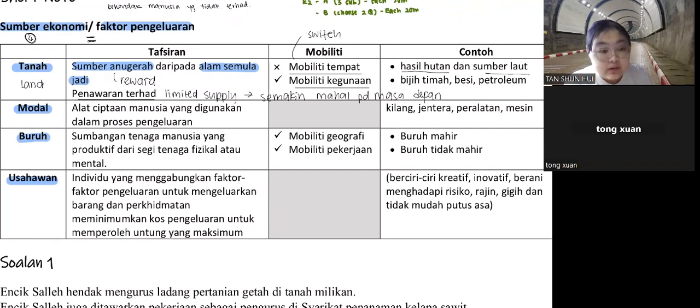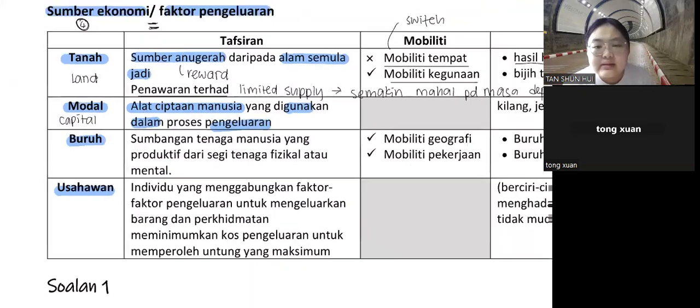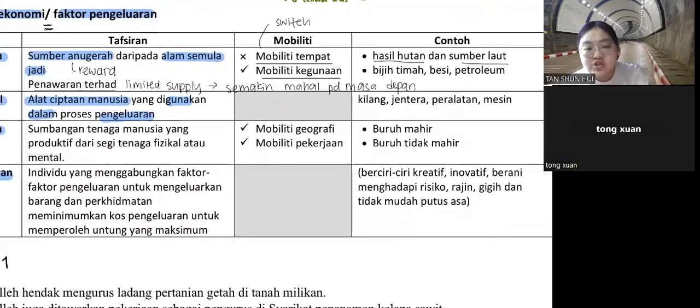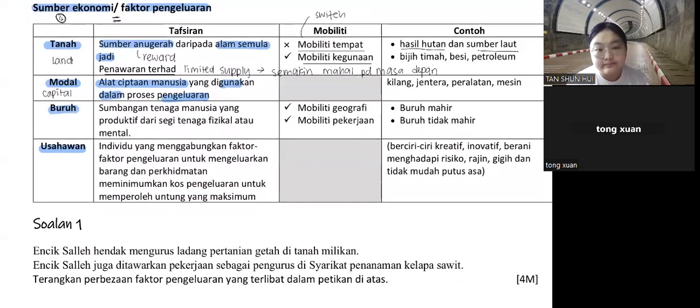Man-made things. Okay. So here they say, what is modal? Capital. What is capital? Things that are made by human, man-made. Alat ciptaan manusia. And we make it and use it in guna dalam pengeluaran. Use in production. Example, like we have kilang, the factories, the jentera, the alat, the machines. All these are considered modal, and also money. Okay, can.